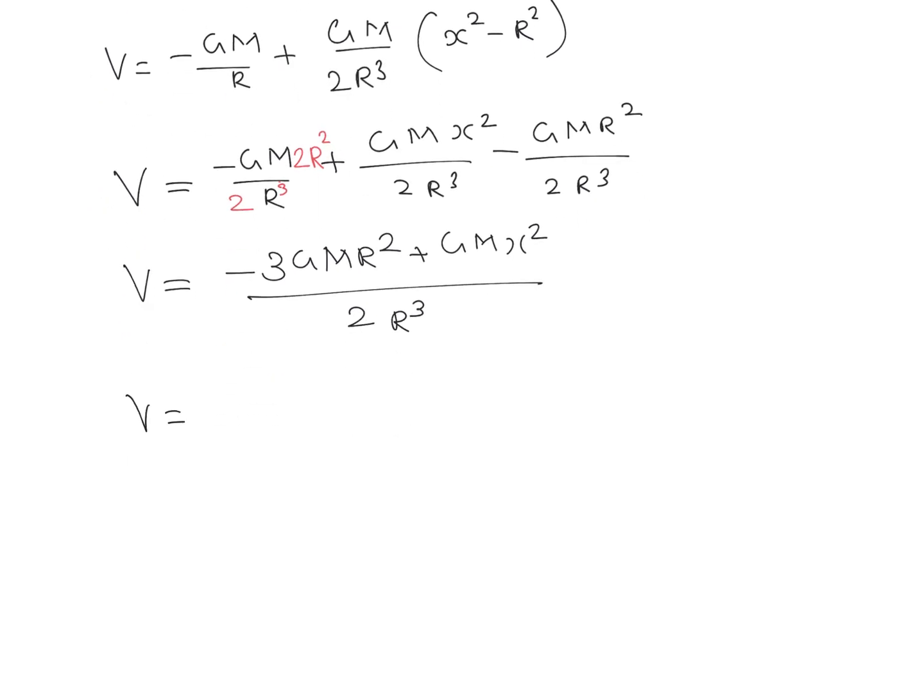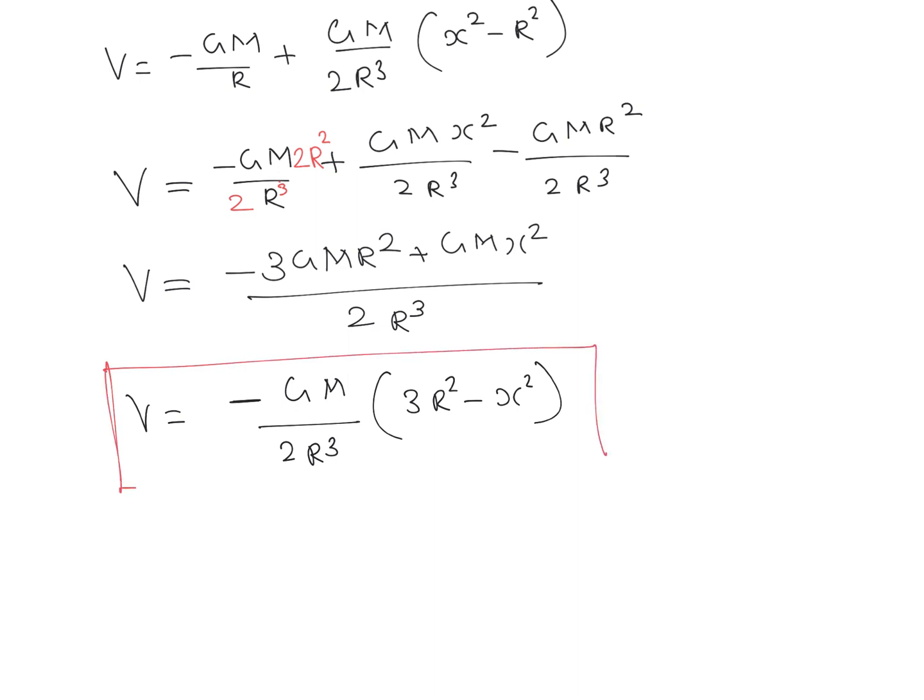Or we can rearrange this one, as we always write this gravitational potential in terms of negative. So I'm just taking minus GM as common, and this 2r cube also we can take as common. So the remaining thing is nothing but 3r square minus x square. So it's a very important relation, and it is somewhat different as compared to the other relations that we normally write, minus GM by r. So we need to remember this equation, that is minus GM divided by 2r cube into 3r square minus x square, which is the equation for gravitational potential inside a solid sphere.